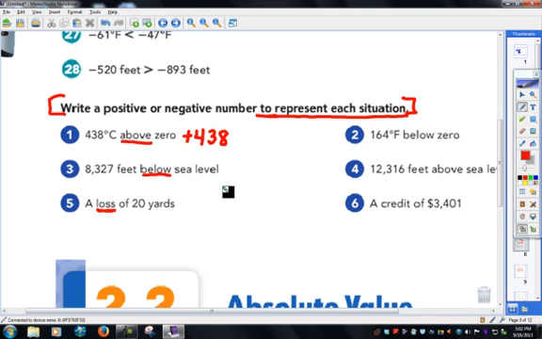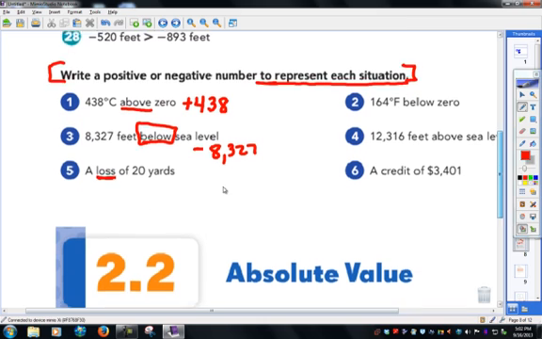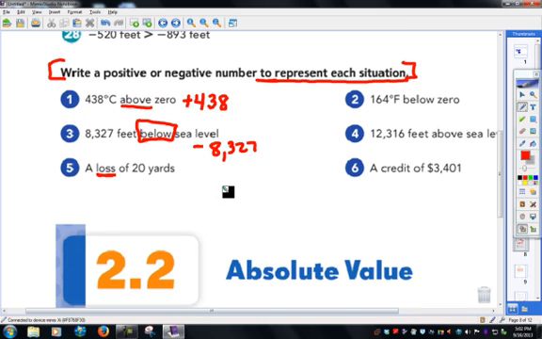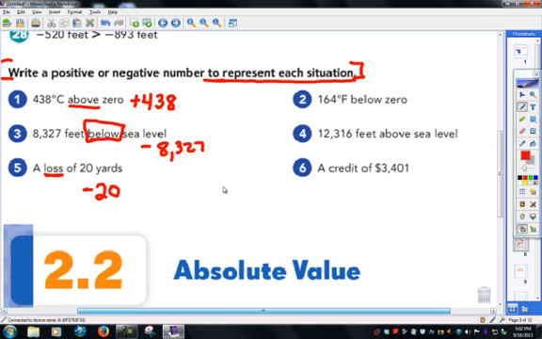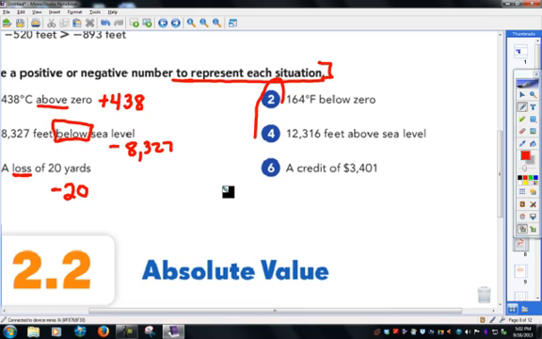Okay, 8,327 feet below sea level. Now remember, sea level is considered 0. So if it's feet below, this would have to be a negative 8,327 feet. Okay? A loss of 20 yards. You are losing 20 yards. This would be a negative integer. I'd like you guys to pause and do 2, 4, and 6 real fast, please.